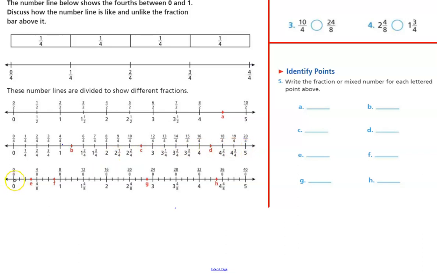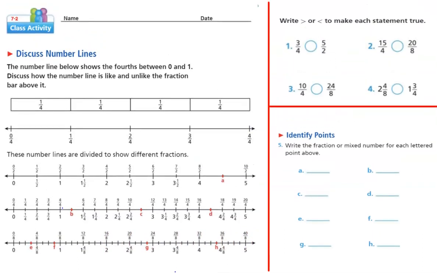And then same with our eighths. 1, 2, 3, 4, 5, 6, 7, 8 eighths makes 1 whole, and then you keep going till you get to 2 wholes, all the way up to 5 wholes, okay? So this one wants us to use these two symbols to make a true statement. So on these ones, we are actually going to try and compare using these number lines.